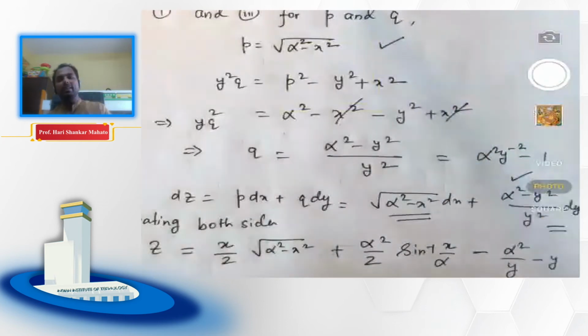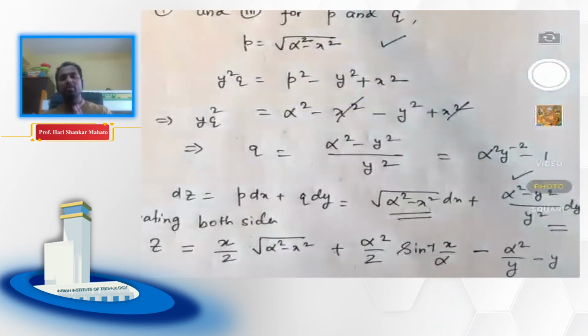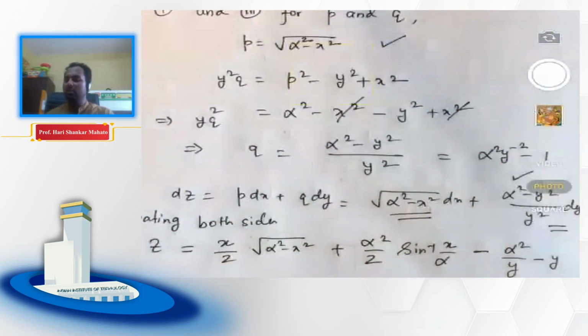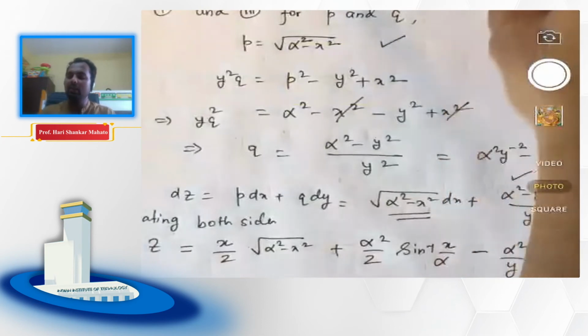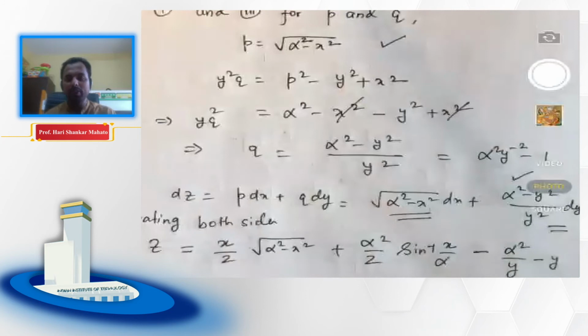So I'm hoping you are getting the idea: formulate Charpit's auxiliary equation. From there, obtain a relation between P and Q, or P and X, or Q and Y, something like that. And then use that relation, for example here it is relation number 3, and the given equation to obtain P in terms of X, Q in terms of Y. So solve for basically P and Q.